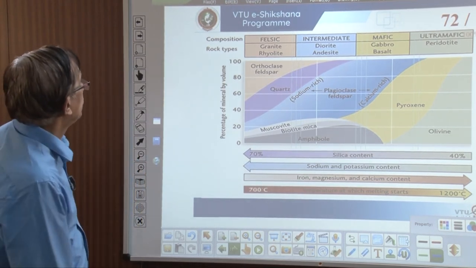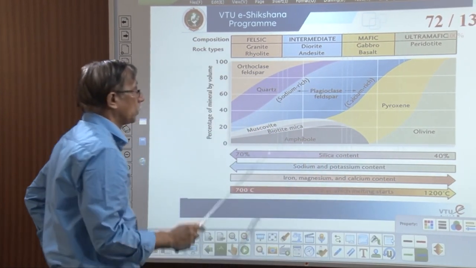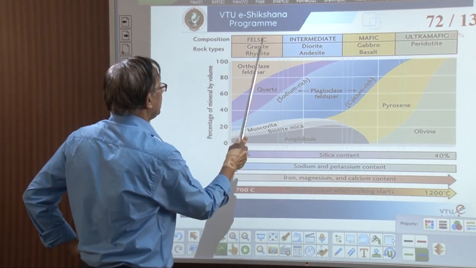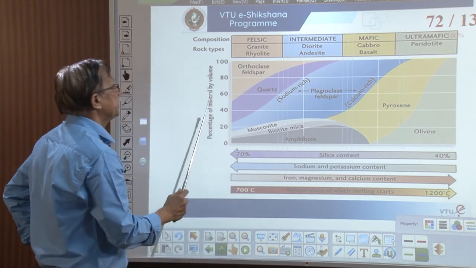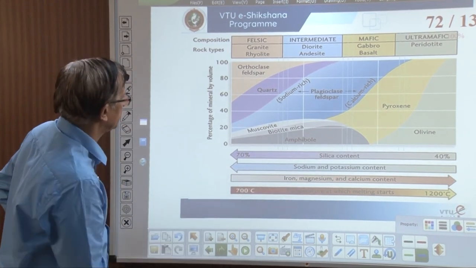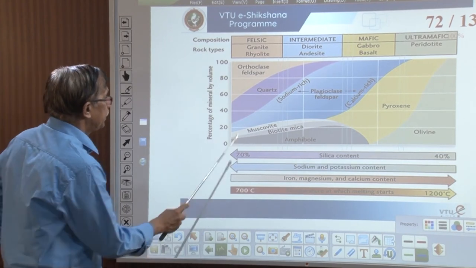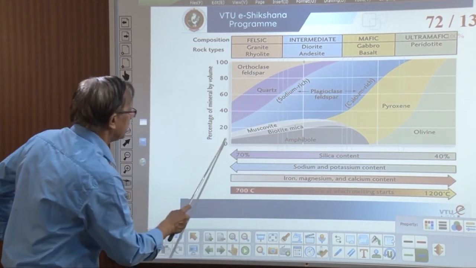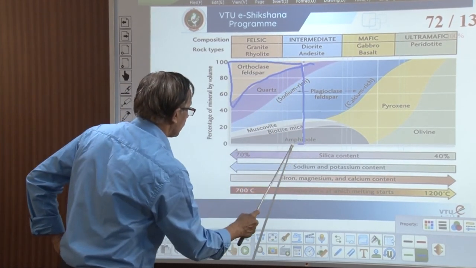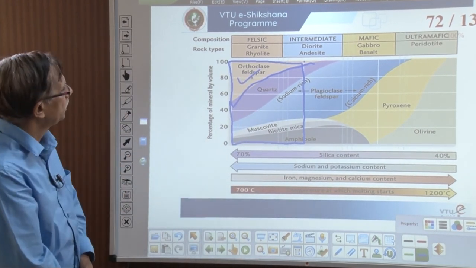Friends, now based on felsic, intermediate, mafic and ultramafic rocks we can classify. Among the felsic we have granite, rhyolite, granite porphyry, etc. Similarly, I will add a little more complication a little later. Then, what do we get in a felsic rock? If this is the rock body, nearly 40% or 35% of the entire rock body, feldspar itself is nearly 35%, 40%.